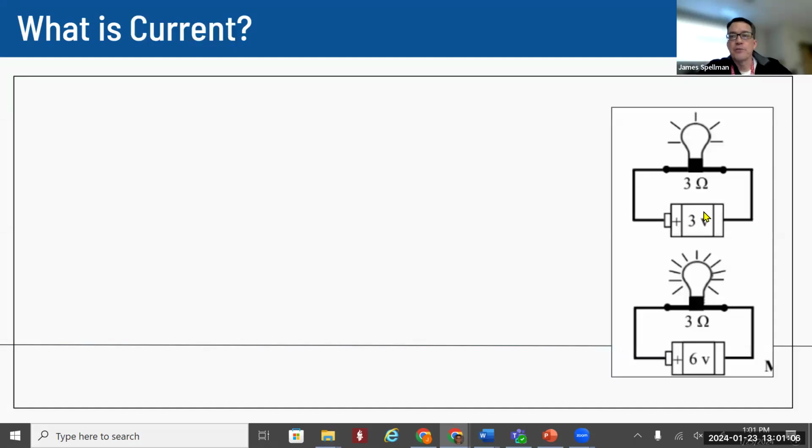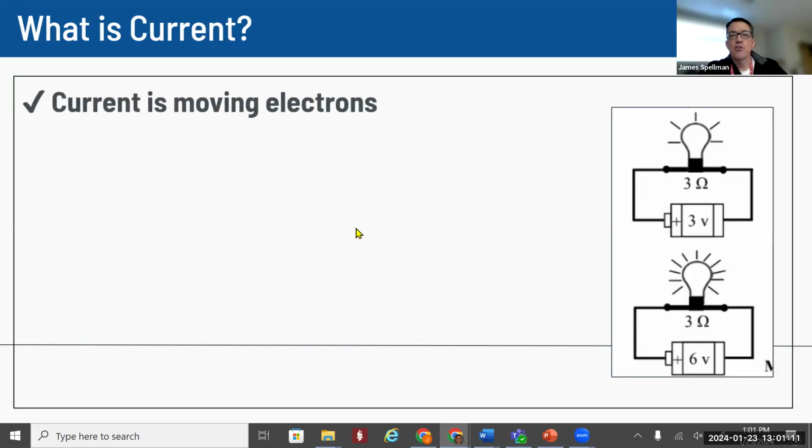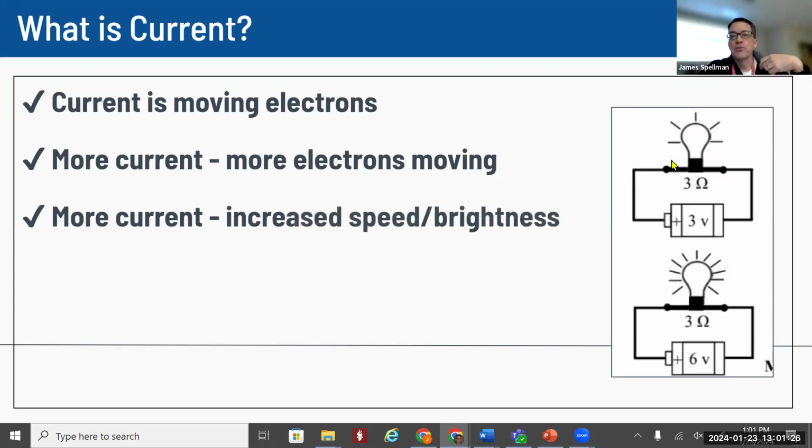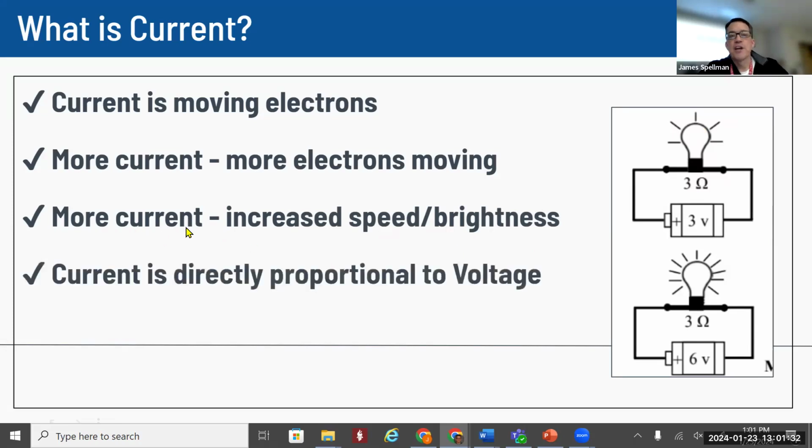All right, so moving on to current, we just said that voltage is what pushes the current. Current is the moving electron. If you've seen your FET illustration, you saw the little minuses moving through the wires. That is our current. If you've got more current, that means there's more electrons moving. And if we've got more electrons moving, then effectively we've got more energy able to do some things. So if there's more current, there's more speed with a motor, for example, there's more brightness with a bulb. That's how we measure current.